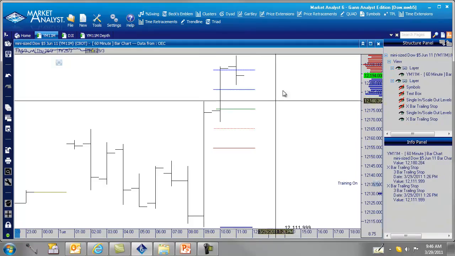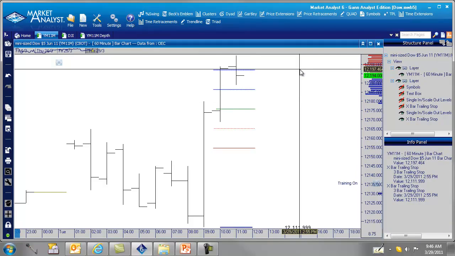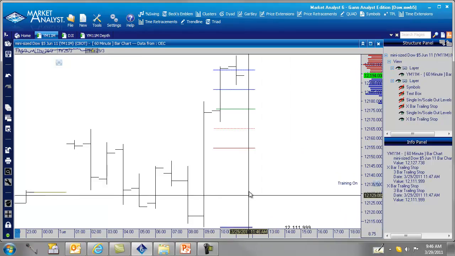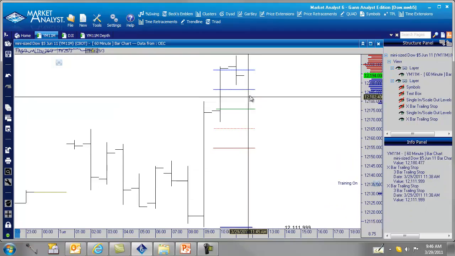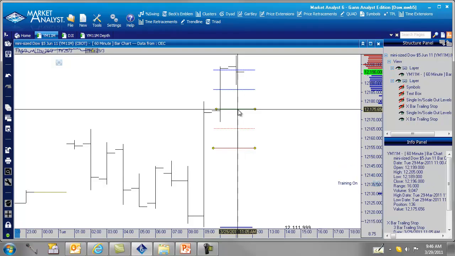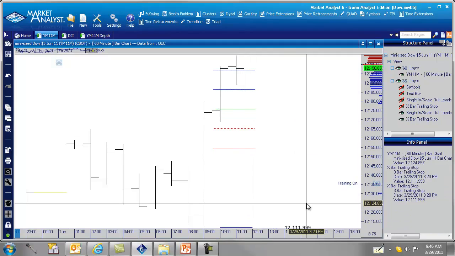If the market continues to rally for the rest of the day here and your 3-bar trailing stop down here starts to go above the green line, that's when your 3-bar trailing stop kicks in. And it's at that point that you can move your stop above your entry point. So that's how you use the single and scale out levels in Market Analyst along with the 3-bar trailing stop.